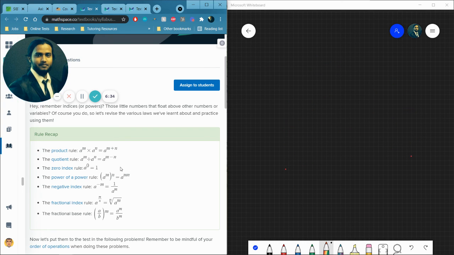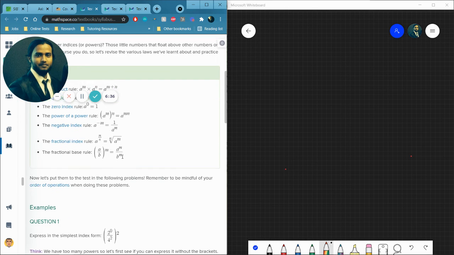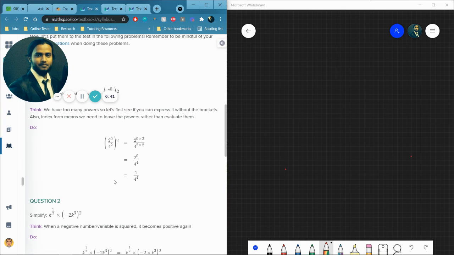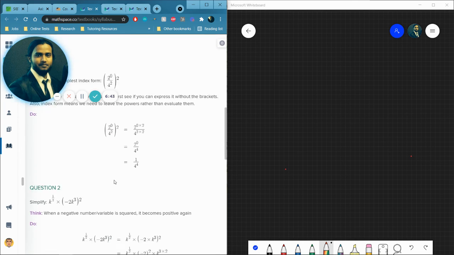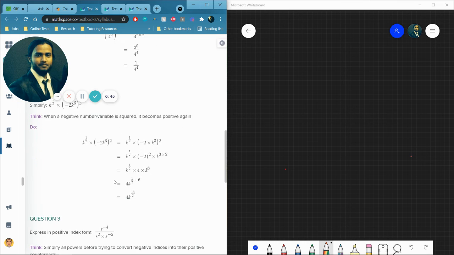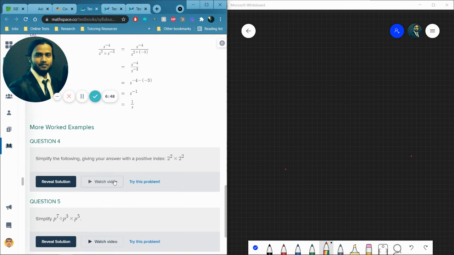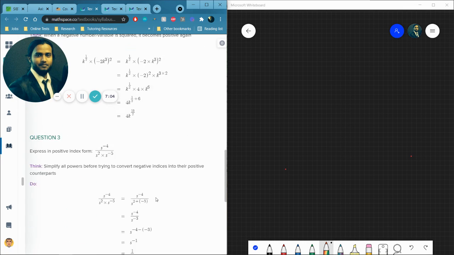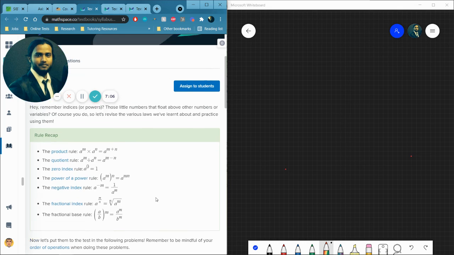What you're going to do now is go through some examples and try to do them. There are some worked out examples for you. Go through them, see if it makes sense. If it doesn't make sense, watch the video, and then try to do the problem yourself. If you can do it, good job. If you cannot, reveal the solution and learn how to do it. If that still doesn't make sense, go watch the video, try the problem again, and once you are pretty comfortable with this, come back up, all the way up.